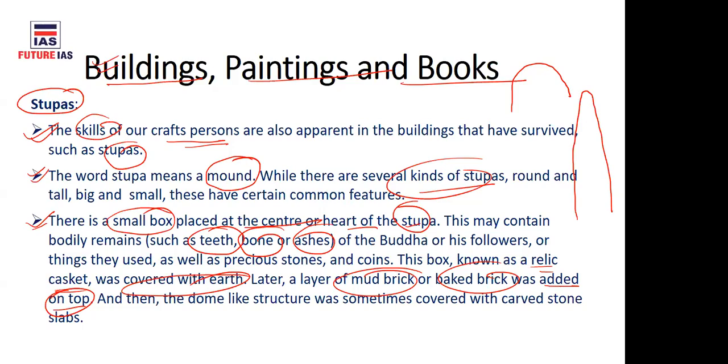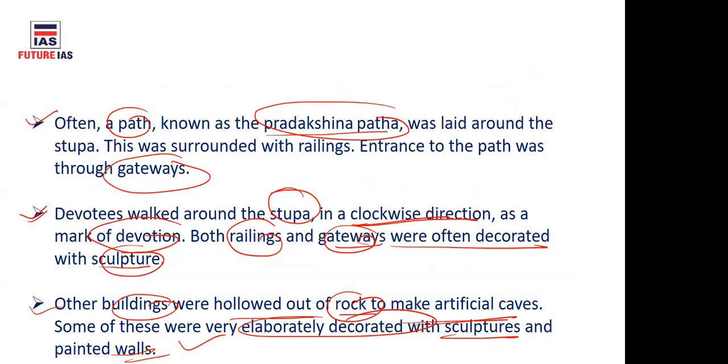And it looks so fascinating, right? Even today, the path which surrounds the stupa is called the Pradakshina path. The devotees used to come and follow this path, which shows devotion. They used to move in the clockwise direction, and this Pradakshina path is surrounded by railings. And you must understand, access to that path is through a gateway, also called the gateways.